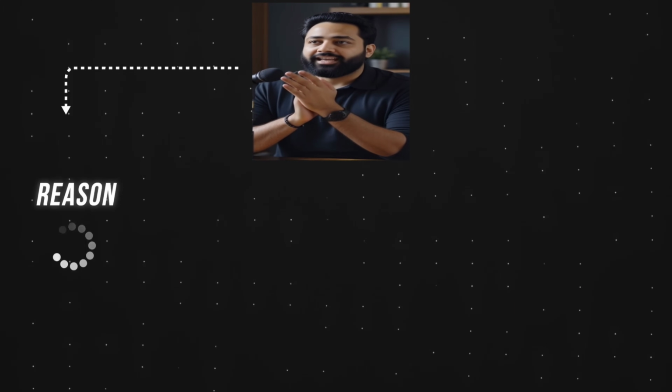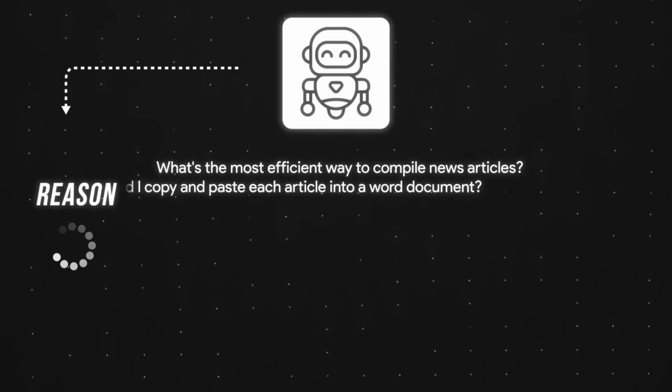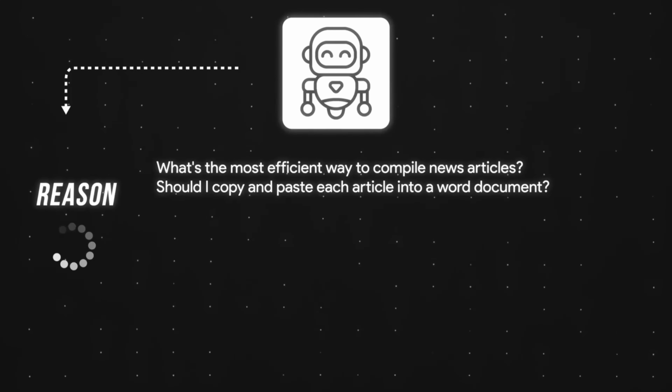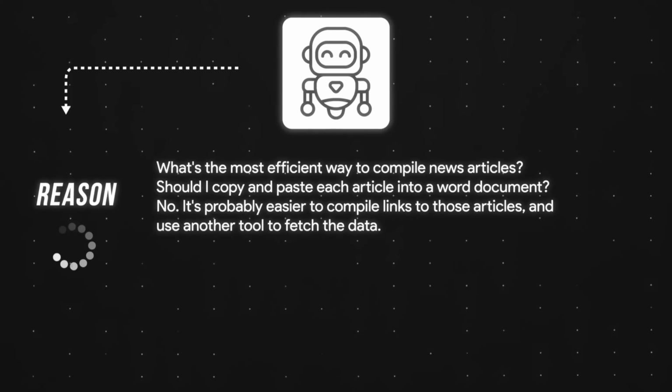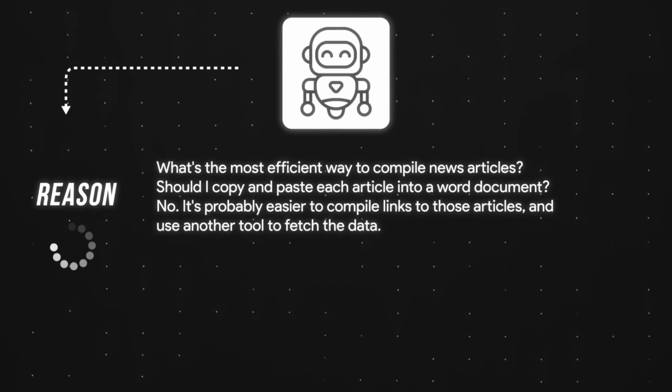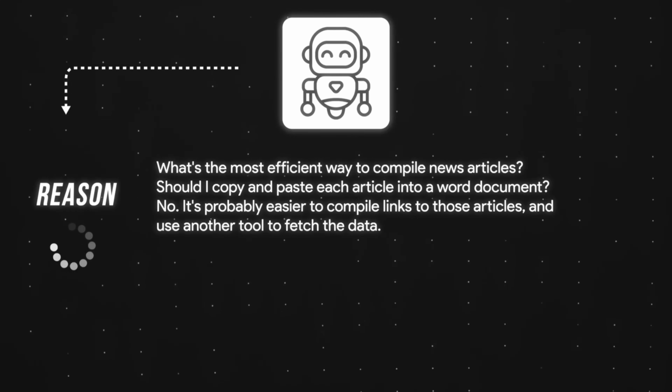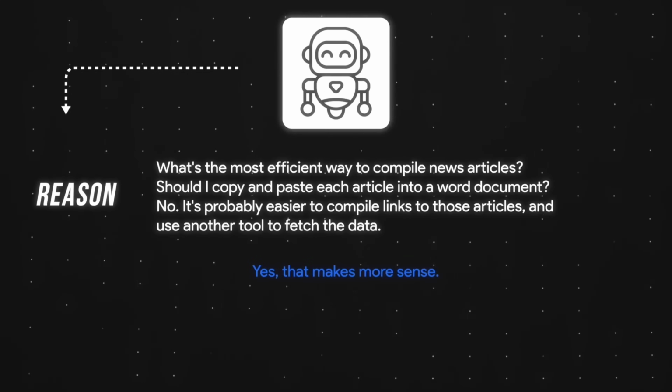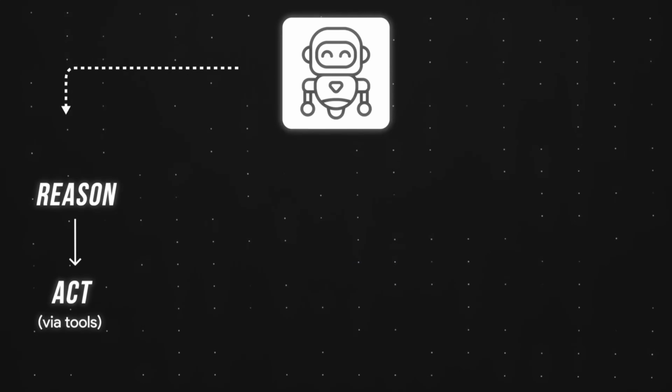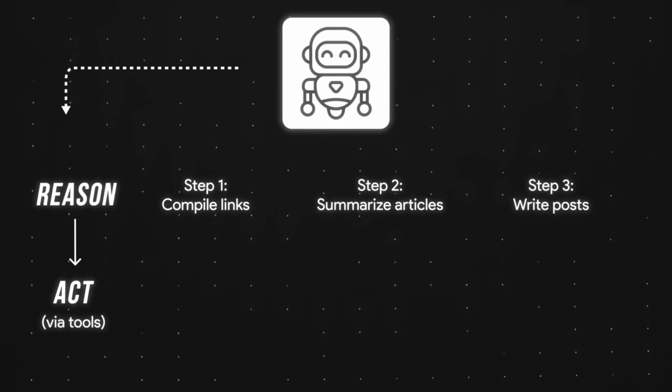In other words, the AI agent must reason. What's the most efficient way to compile these news articles? Should I copy and paste each article into a Word document? No, it's probably easier to compile links to those articles and then use another tool to fetch the data. Yes, that makes more sense. The AI agent must act via tools.